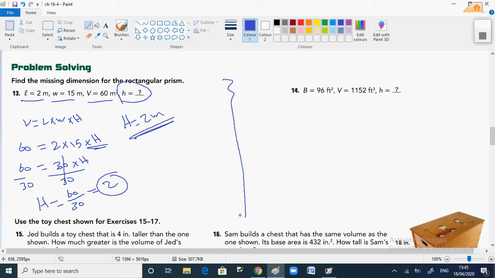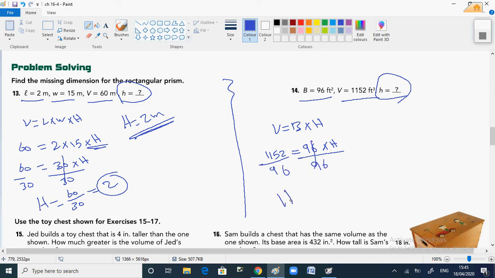Now for question number 14, I have B and the volume, and the height is missing again. So volume is B times height. The volume here is 1152 cubic feet, is 96 square feet multiplied by height. So divide by 96. So the height is, when I divide 1152 divided by 96, 1 divided by 96, 0, I can't. 11 divided by 96, 0, I can't. 115 divided by 96, I will get 1. 5, I will bring down.